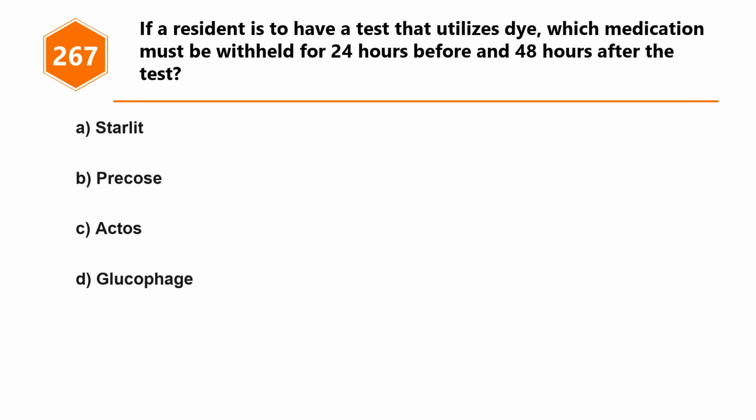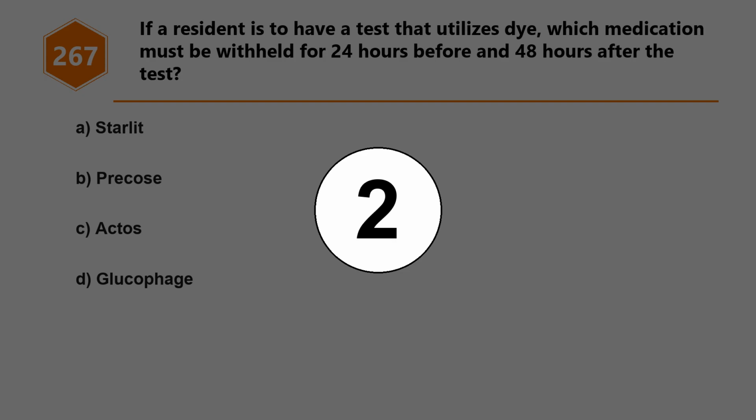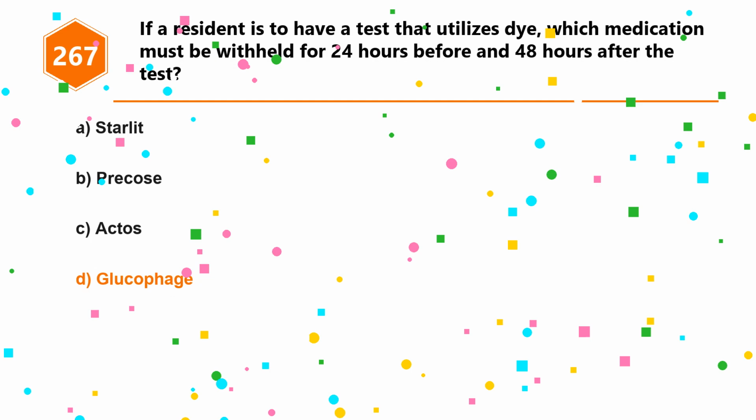Question 267. If a resident is to have a test that utilizes dye, which medication must be withheld for 24 hours before and 48 hours after the test? Option A, Starlix. Option B, Prilosec. Option C, Actos. Option D, Glucophage. The correct answer is option D, Glucophage.